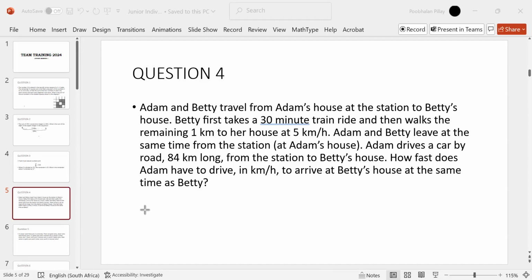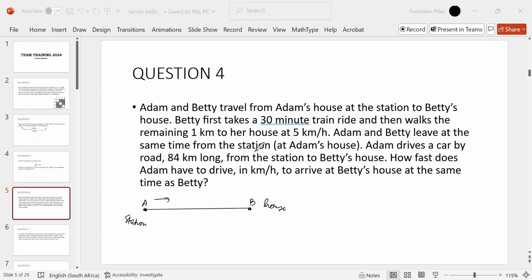Let's just draw this in the form of a little diagram like that and say that you are traveling from Adam's house. Let's call that A. This is Adam's house here. And then Betty's house is here. Right? And Betty's house is at the station. Adam's house is at the station. So here you've got a station. And this is Betty's house. All right. Now they travel from Adam's house, from the station, which is near the station, to Betty's house.